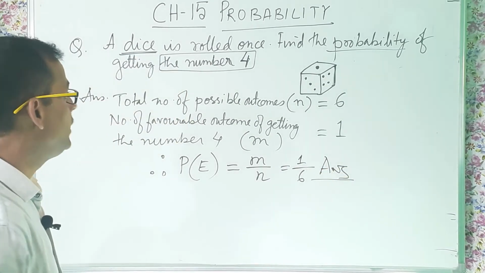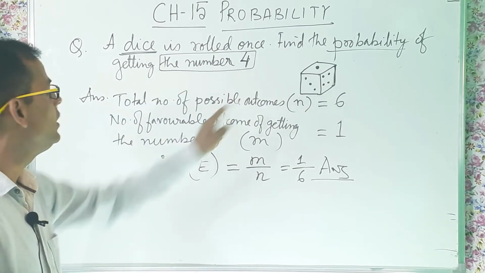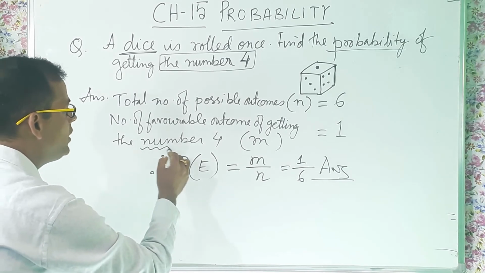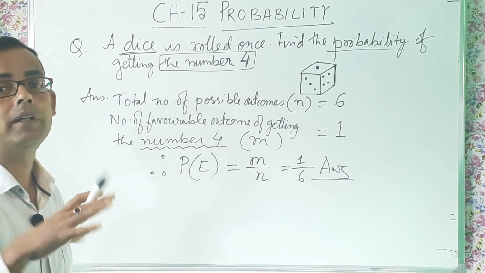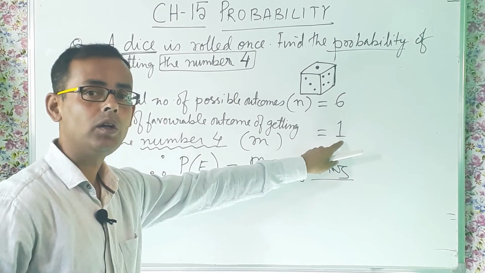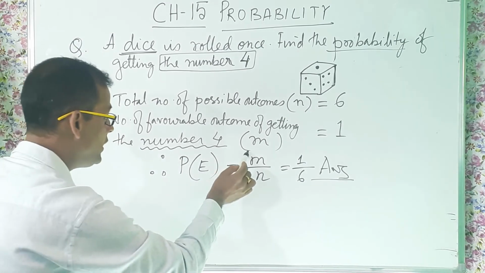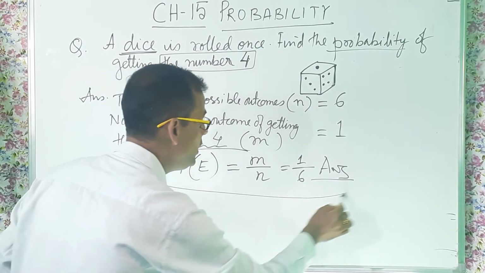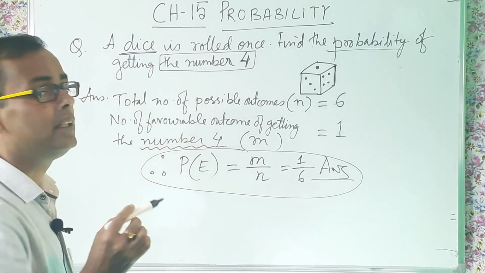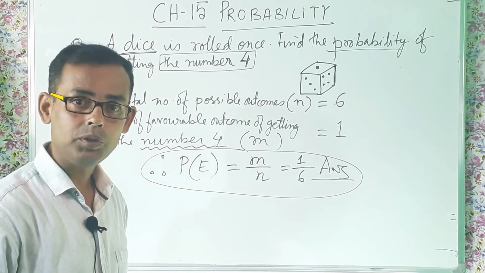Now if they ask to find the probability of getting the number 5, that time only this line will change the number. It will become not 4, it will become 5, and the outcome will be 1 only, 1 by 6. Clear now? So this definition is only the classical definition of probability. Clear up to this much?